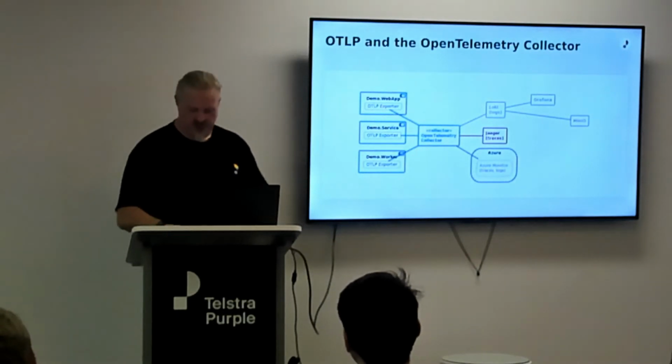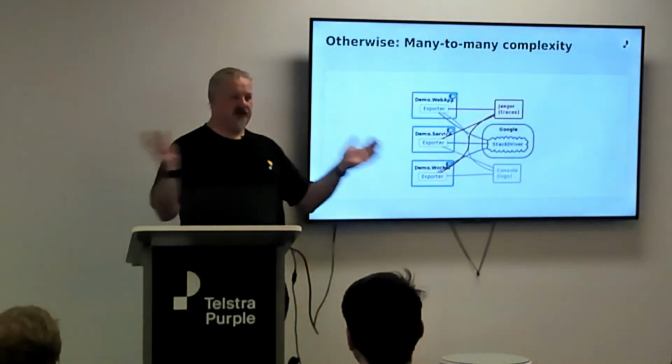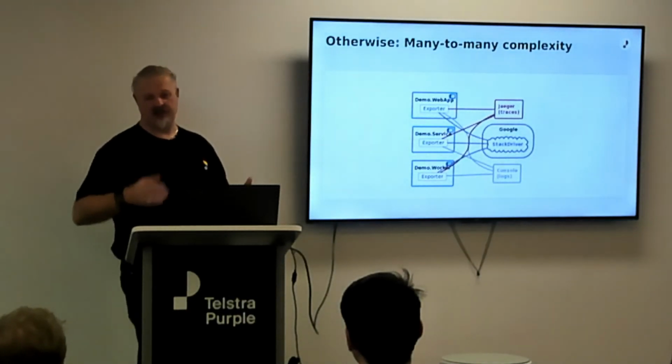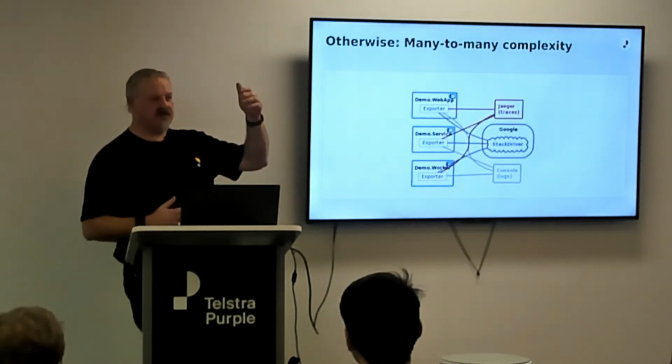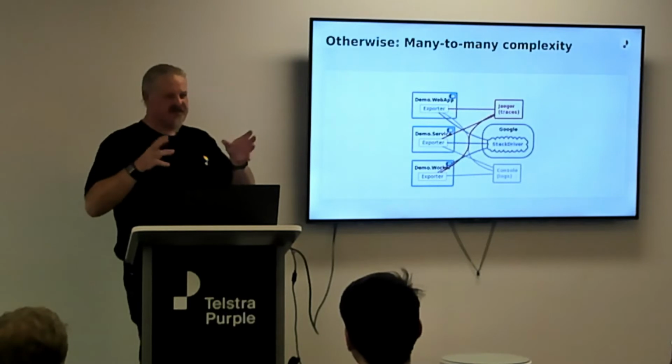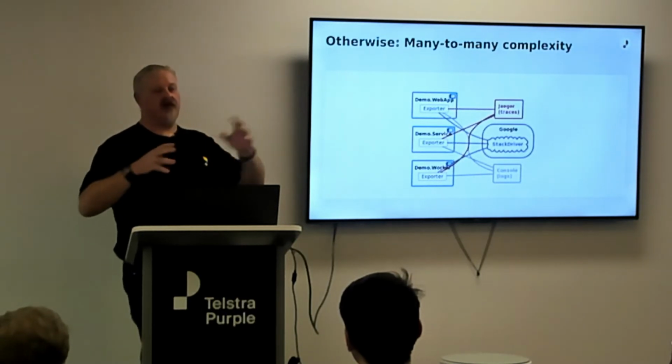Without that, you'd have many-to-many complexity, right? You'd have every language having to support every single type of collector. Even if they've got the same semantics, that would be a lot of implementing.